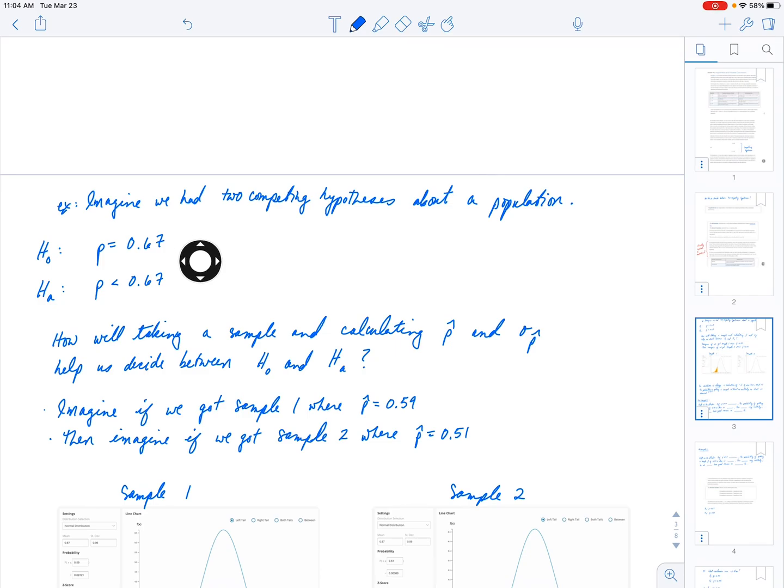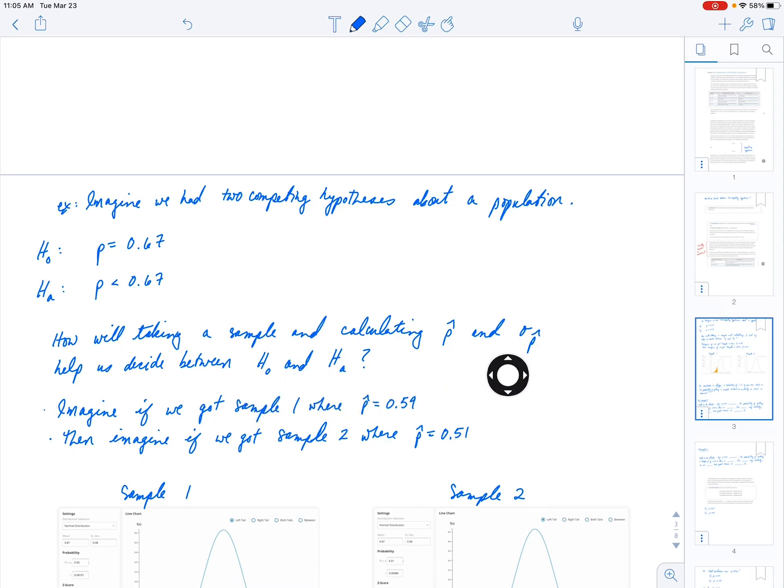And then the alternative hypothesis, that is the competing hypothesis, is that the population characteristic is less than 0.67. So the question is, how will taking a sample and calculating the sample proportion and the sampling standard deviation, how will that help us decide between H naught, the null hypothesis, and the alternative hypothesis?